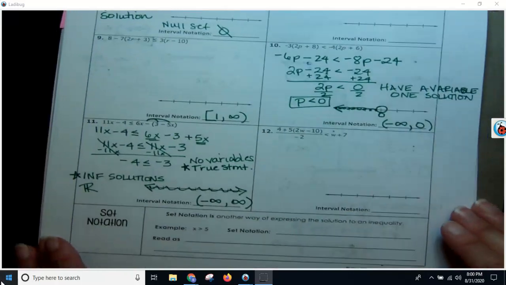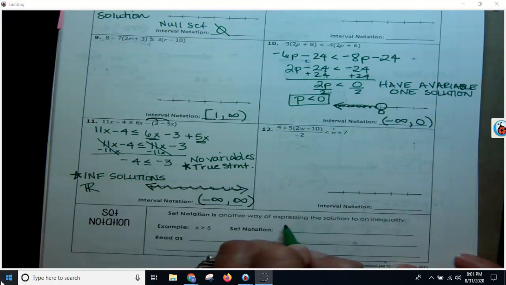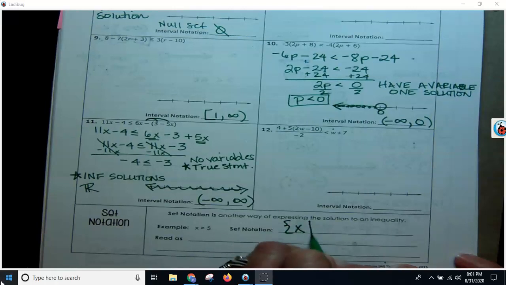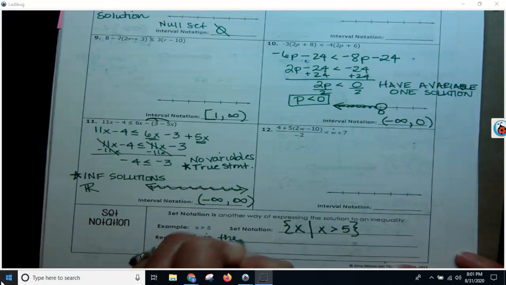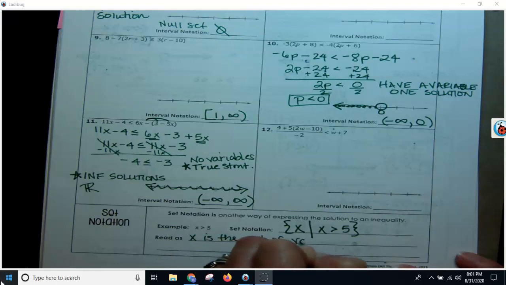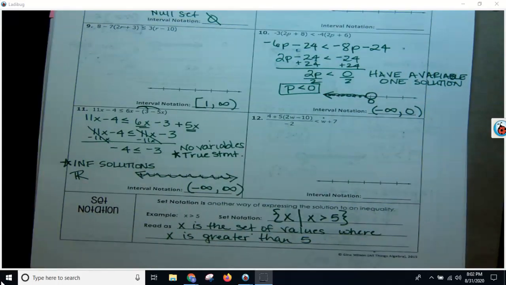Now, set notation, just for your information, is if you were given x is greater than 5, in set notation you would write it as x is the set of numbers where x is greater than 5. And that's how you would write that. So you'd say x is the set of values where x is greater than 5. All right.